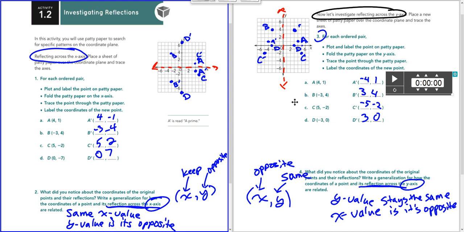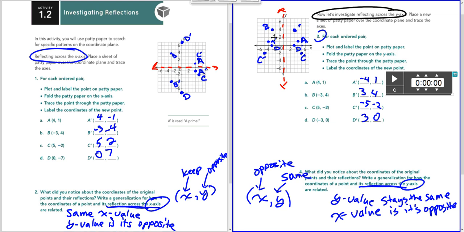Then on the y-axis, we're folding it this way. You can see how they reflect it. Here's A, here's A prime. Here's B, here's B prime. I think it got kind of erased there. And then C, C prime, and D, D prime. And here's the coordinates, and you'll notice the first number is what's changing here. So it's its opposite. The second number stays the same. So the y value stays the same. The x value is its opposite.